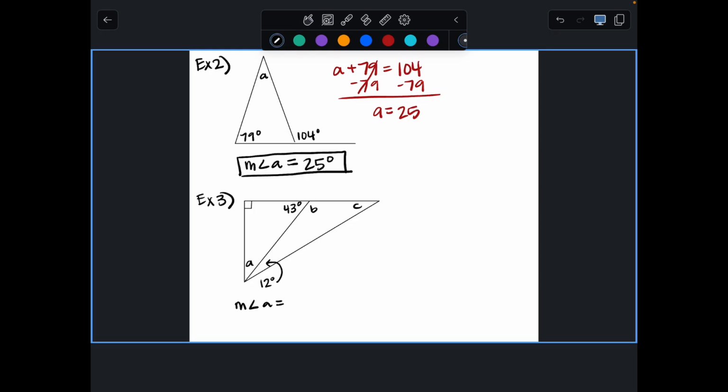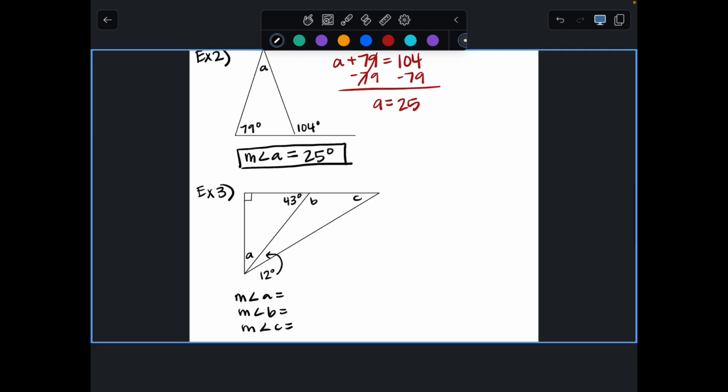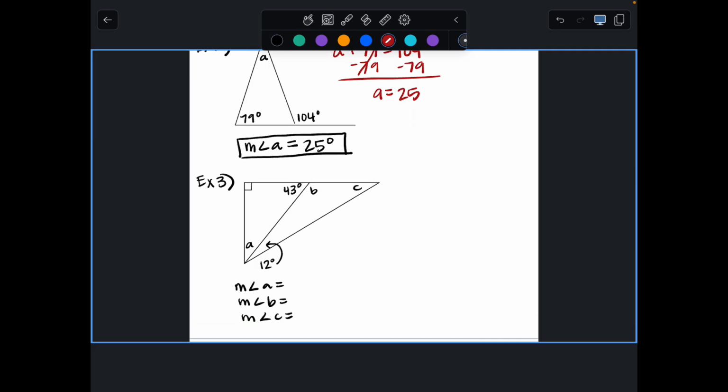So I want you to find the measure of angles A, B, and C. So for the measure of angle A, we just use the triangle sum theorem. We know that one of the angles is 90 and one of the angles is 43. Adding them all together would equal 180. 47 degrees.